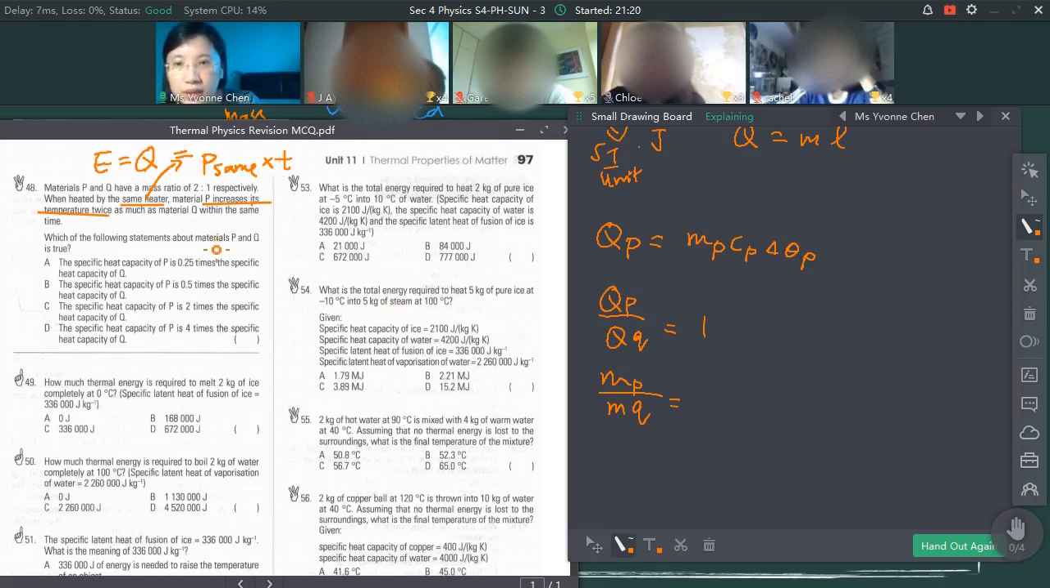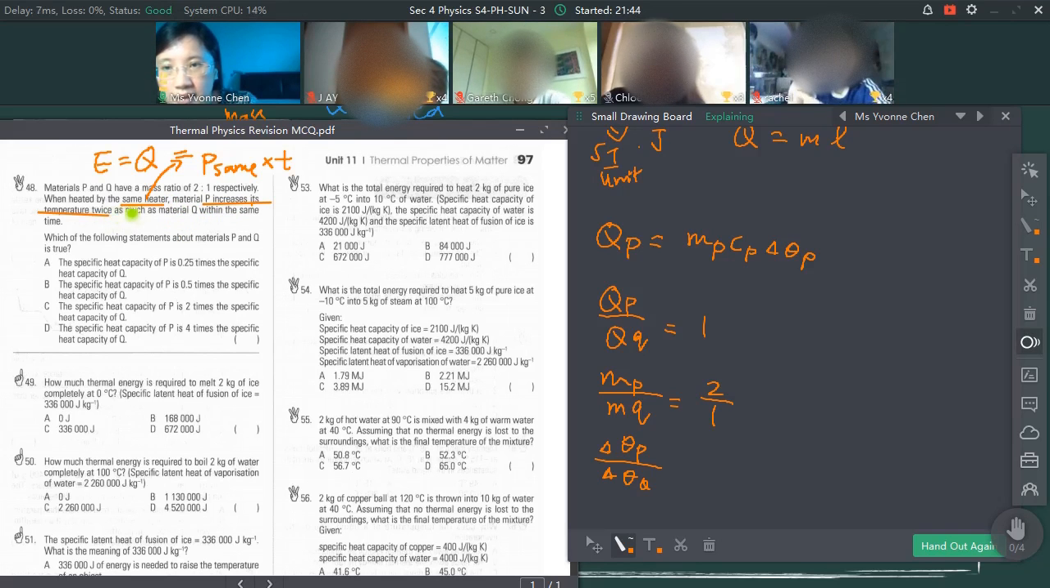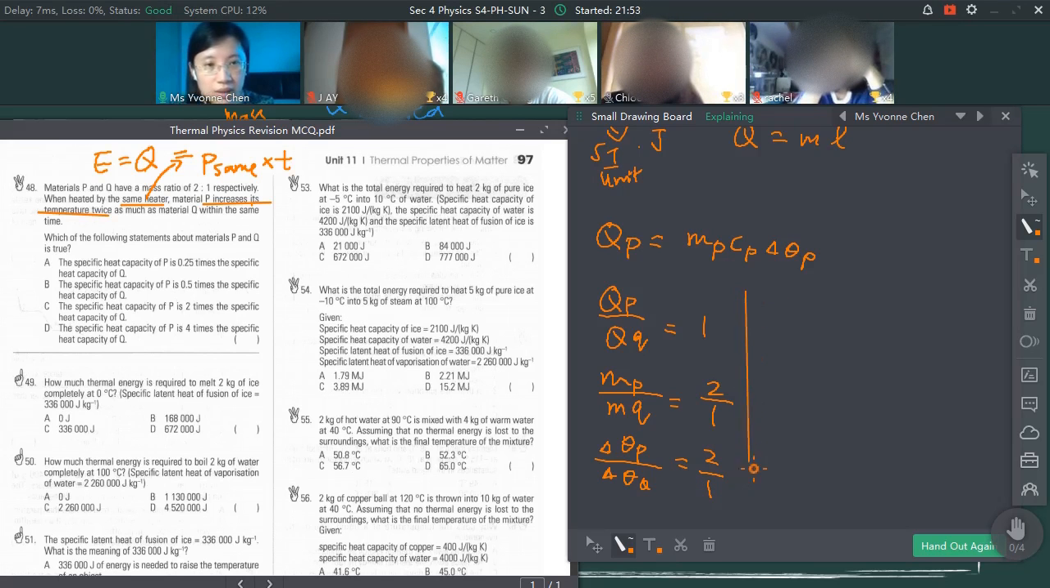What's the ratio? Given that the materials have the mass ratio 2:1, so the ratio is 2/1. What about the change in temperature? Change in θP over change in θQ. This is information we can get: material P increases its temperature twice as much as material Q. So this ratio is 2:1. Okay, so far?